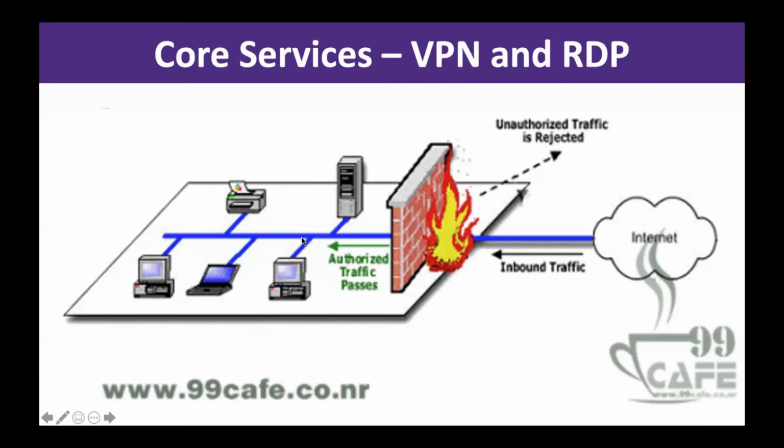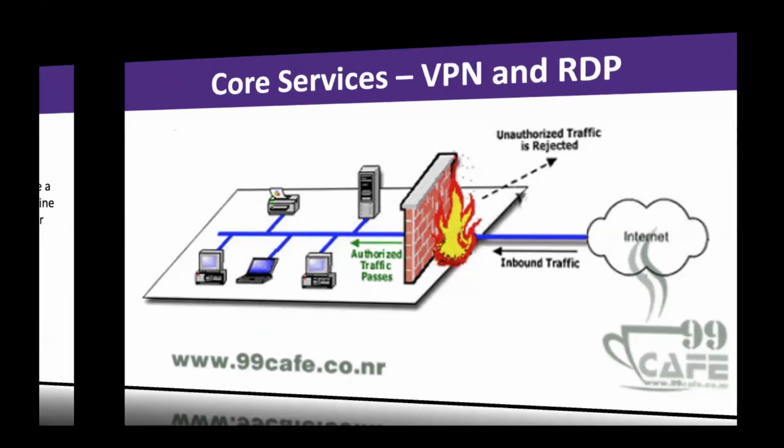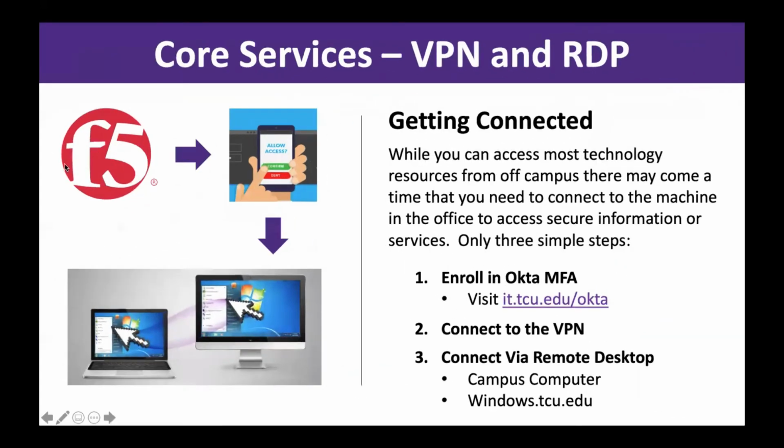Now, once you're on the on-campus network, then you have to use remote desktop to connect either to a computer in your office or to windows.tcu.edu, which is that big server where a lot of different people can connect to that solution. So again, you're the user, you use the VPN to get past our firewall and get you on campus. Then you either use remote desktop to connect to the computer in your office or to windows.tcu.edu. So I'm going to do a little demo for you and walk you through this process. So again, you open the F5 VPN, you validate your identity using Okta MFA, and then you use remote desktop.